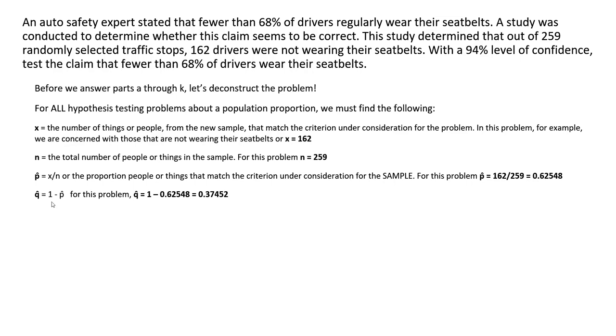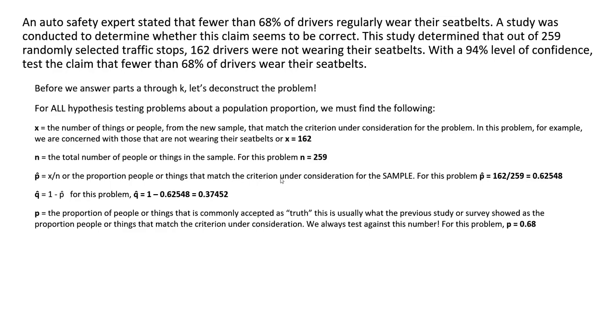You have a Q hat. Q hat is equal to 1 minus P hat. For almost everything that we do in statistics, a Q is always a 1 minus P. And for this problem, Q hat is equal to 1 minus 0.62548, which is equal to 0.37452. At some point, we are going to put all of these on a spreadsheet so that I can show you what it all looks like. But for right now, just accept my calculations as truth.